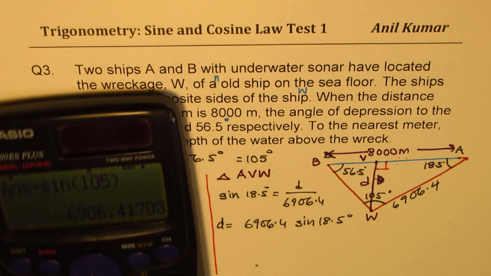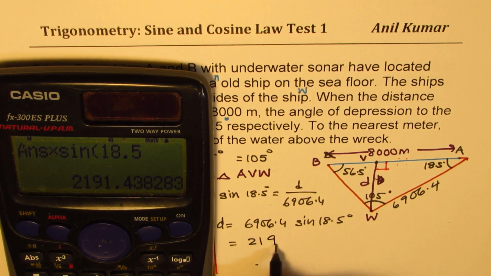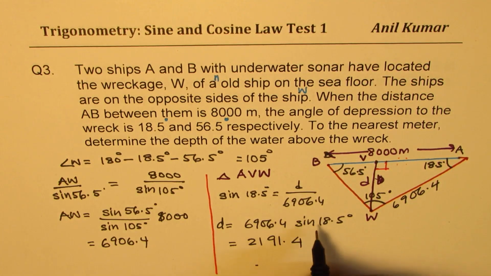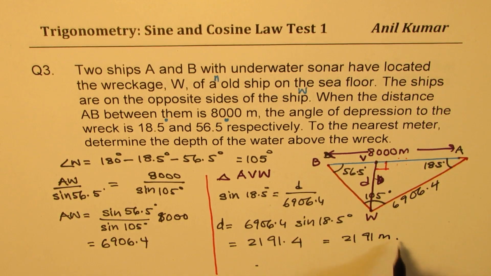So we already have 6906.4. We'll multiply this by sine of 18.5. So we get the answer as 2191.4. So nearest meter will give us 2191 meters, correct? So that becomes the solution of this particular question. So the depth is 2191 meters. So I hope that's absolutely clear.